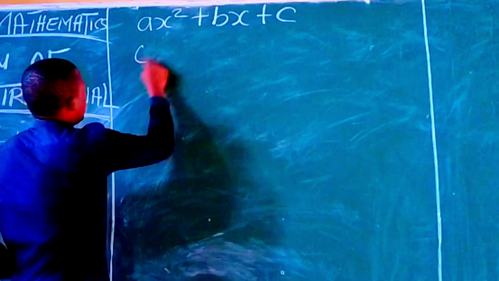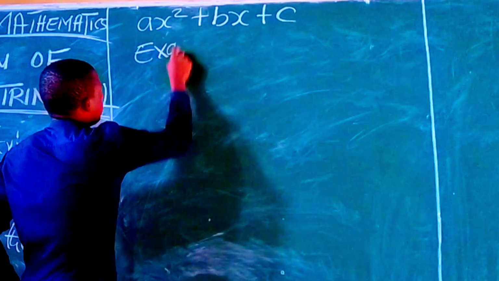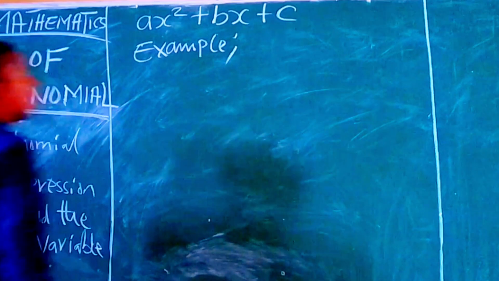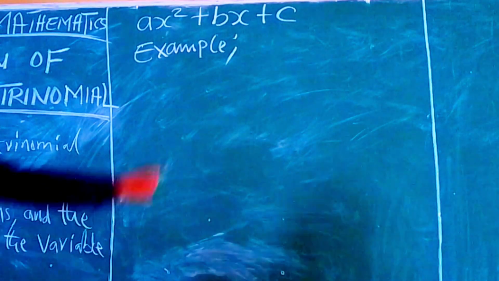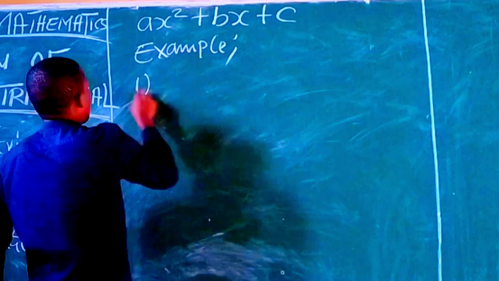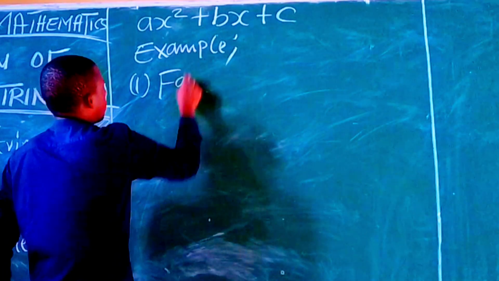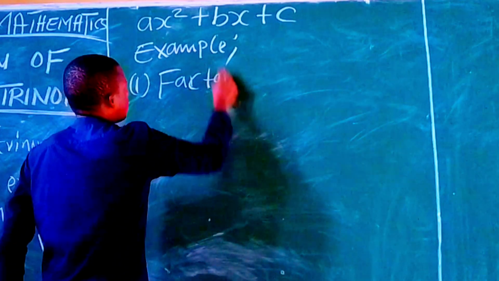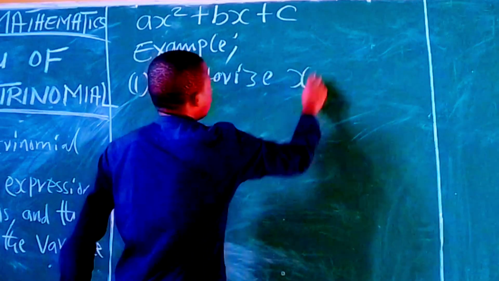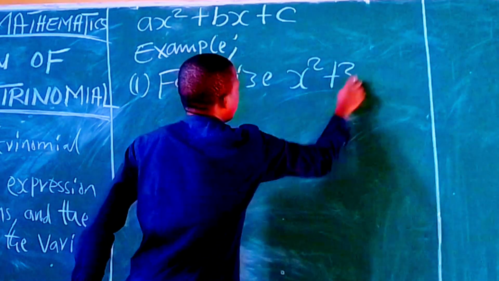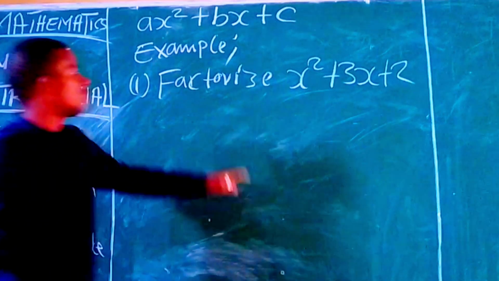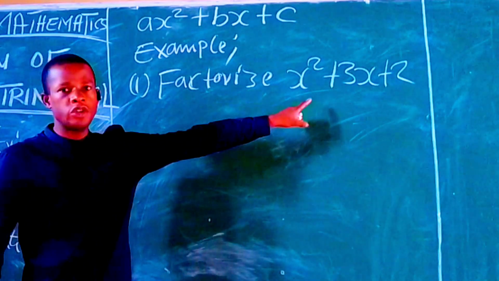So let's look at how to solve this kind of question using the factorization method. Example 1. We are going to factorize x squared plus 3x plus 2. Now, the question is, how can we factorize this kind of question?